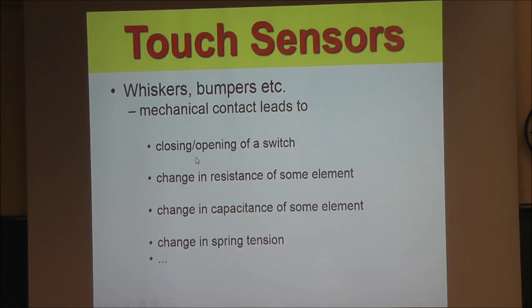Okay. So it can be used for closing or opening of a switch. It can be used to change the resistance of some element, change in capacitance, or change in spring tension, and so forth.